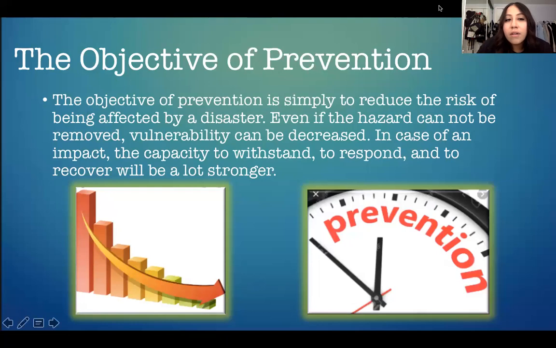So now looking into the objective of prevention. Why should we look into a way to help prevent injuries when these types of things do happen? The objective of prevention is simply a way to reduce the risk of being affected by a disaster. Even though the hazard cannot be removed, vulnerability can be decreased. In case of an impact, the capacity to withstand, to respond, and to recover will be a lot stronger.